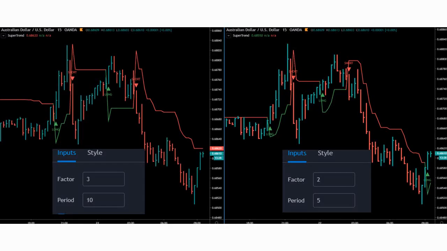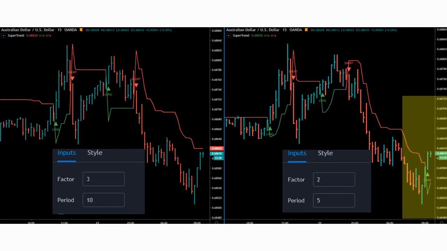So let's take a look at these two Forex charts. They're both the 15-minute time frame. The chart on the left has the standard setting. The chart on the right has a shorter period and a smaller multiplier. So you can see that the indicator is currently in long mode on the right. The slow one is still in a downtrend.